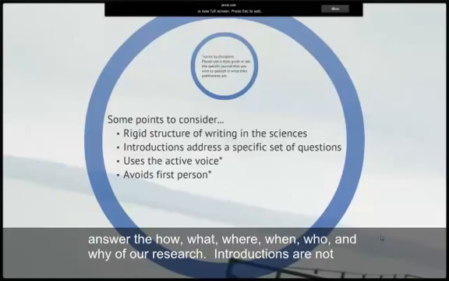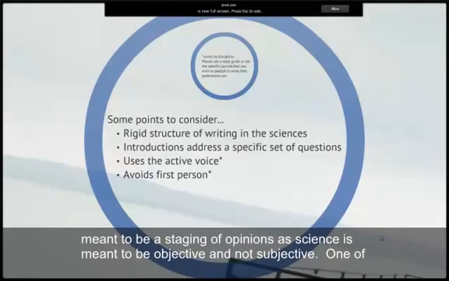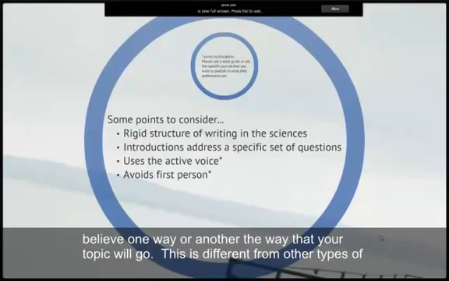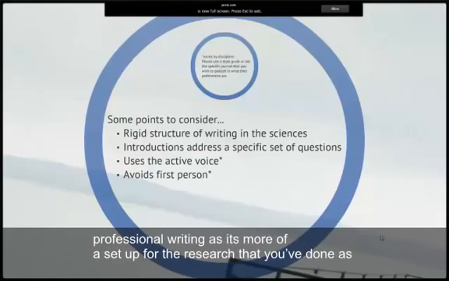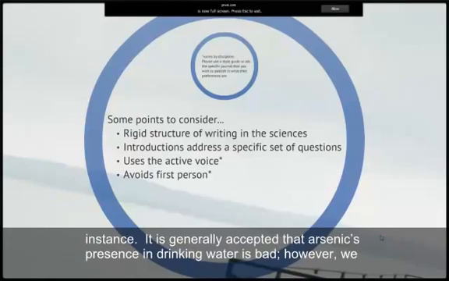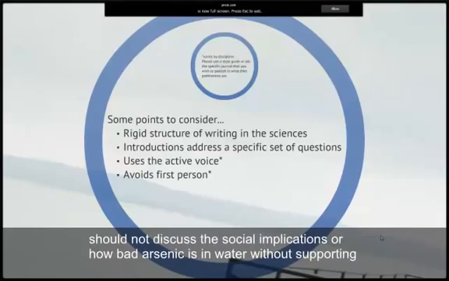Introductions are not meant to be a staging of opinions, as science is meant to be objective and not subjective. One of the things you will want to avoid while discussing your topic is setting someone up to believe one way or another the way that your topic will go. This is different from other types of professional writing, as it is more of a setup for the research that you've done as opposed to the defending of a thesis. Today we will be discussing arsenic in drinking water, for instance. It is generally accepted that arsenic's presence in drinking water is bad. However, we should not discuss the social implications or how bad arsenic is in water without supporting data.